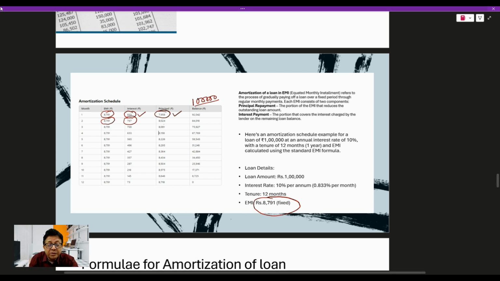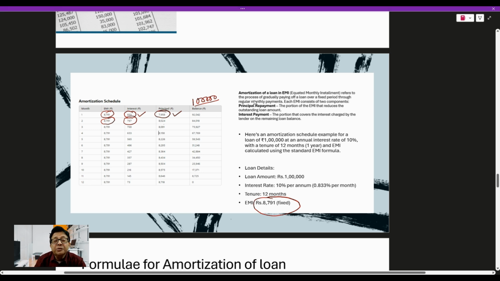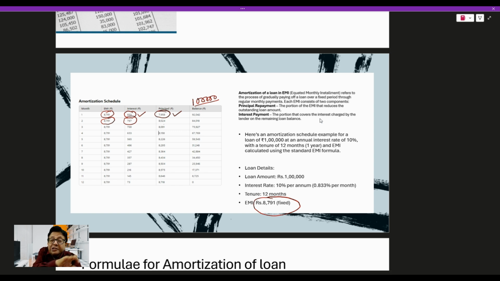This you are revising, no? Those who are still confused, this class is for them. Amortization of loan is there. This is amortization. It refers to the process of gradually paying off a loan over a fixed period through regular monthly installments. Each EMI consists of two components: principal repayment, the portion of EMI that reduces the outstanding loan amount, and interest payment. Hope you have understood how the loan is being amortized. This process is amortization. Okay?